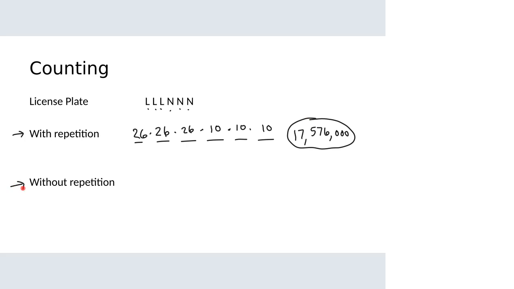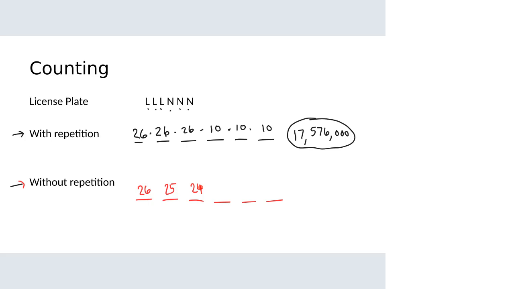If this was done without repetition, what that means is once we use a letter, we can't use it again. Once we've used a number, we can't use it again. So we start out with 26 possible letters, but now we've used one, so we can't use that one again. We don't know what it was, but we started with 26 choices. Now we only have 25. Now I've used two letters, so I can't use either of those again. So I don't have 26 to choose from. I don't even have 25 to choose from. Now I have 24 to choose from.